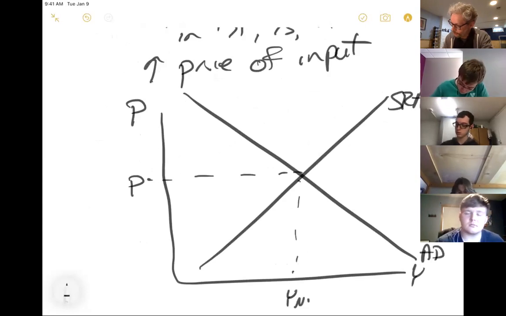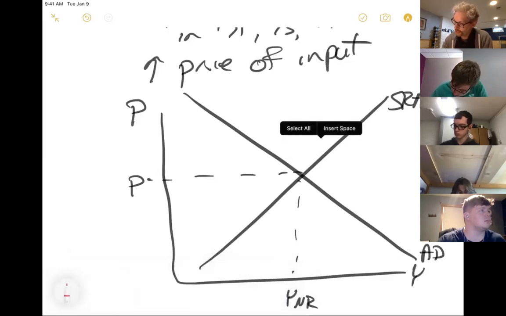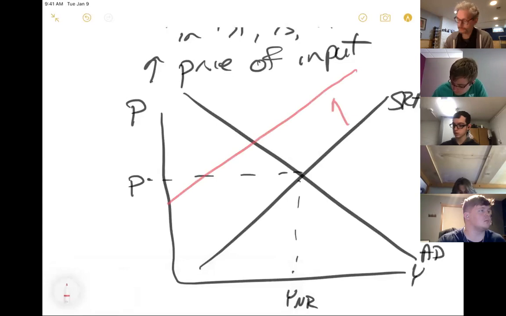I'm just going to leave the long-run aggregate supply curve off of this. But let's think about an economy with just short-run aggregate supply, and we begin at the natural rate. What then happens when we have this big increase in the price of oil? It reduces short-run aggregate supply, because an increase in the price of an input is a reduction in supply. Remember, a reduction in supply is a move to the left. What happens? Output falls.